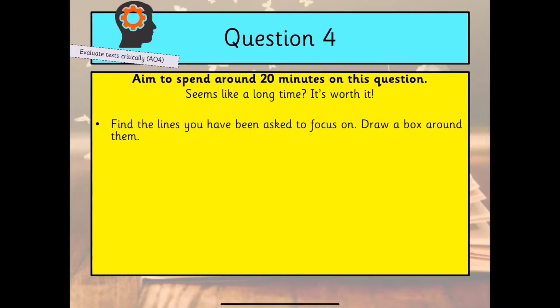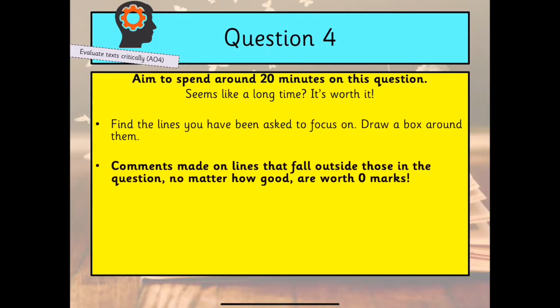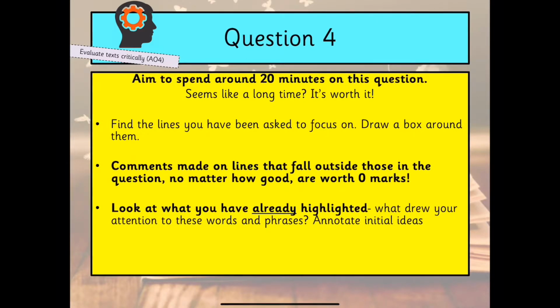So find the lines that you've been asked to focus on and draw a box around them. And once more, especially now that you have read the extract several times, look at what is already highlighted. Annotate your ideas around it if you have space left. I actually found that I was running out of space. And this time, when you're annotating, do so with a focus on the focus of the question. So for this particular example, we're looking at how the writer has created a sense of unease for the character. And once more, make sure you've got a grip on the writer's method. So what terminology can you use here? What terminology can you identify?